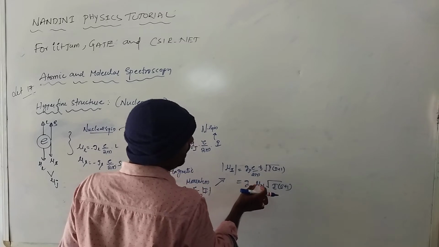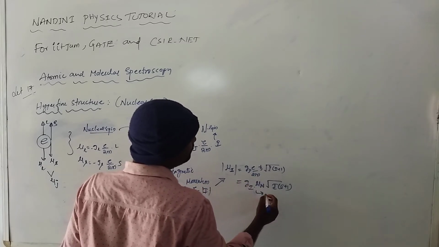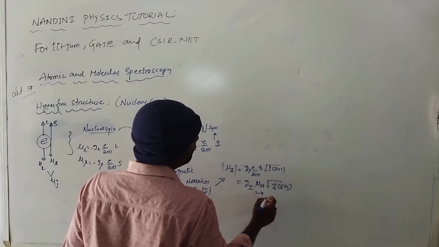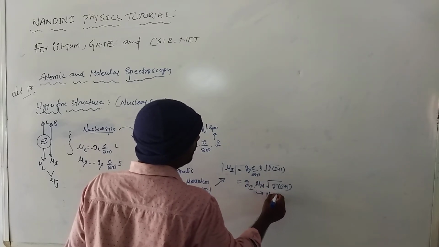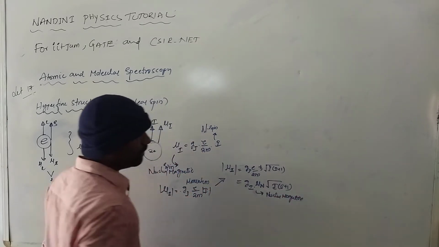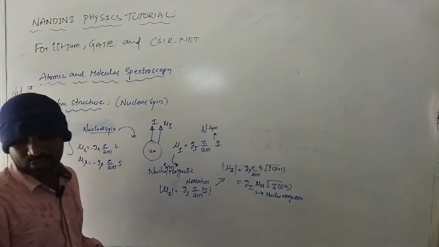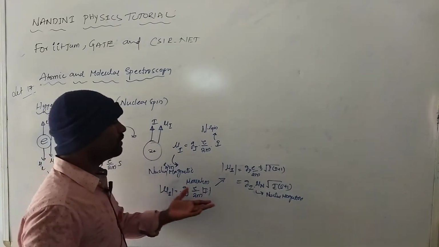So this is called the Bohr magneton. Similarly, this is the nuclear magneton. Okay, this is called the nuclear magneton, so that is called the nuclear magneton. Like the Bohr magneton, the nuclear magneton.